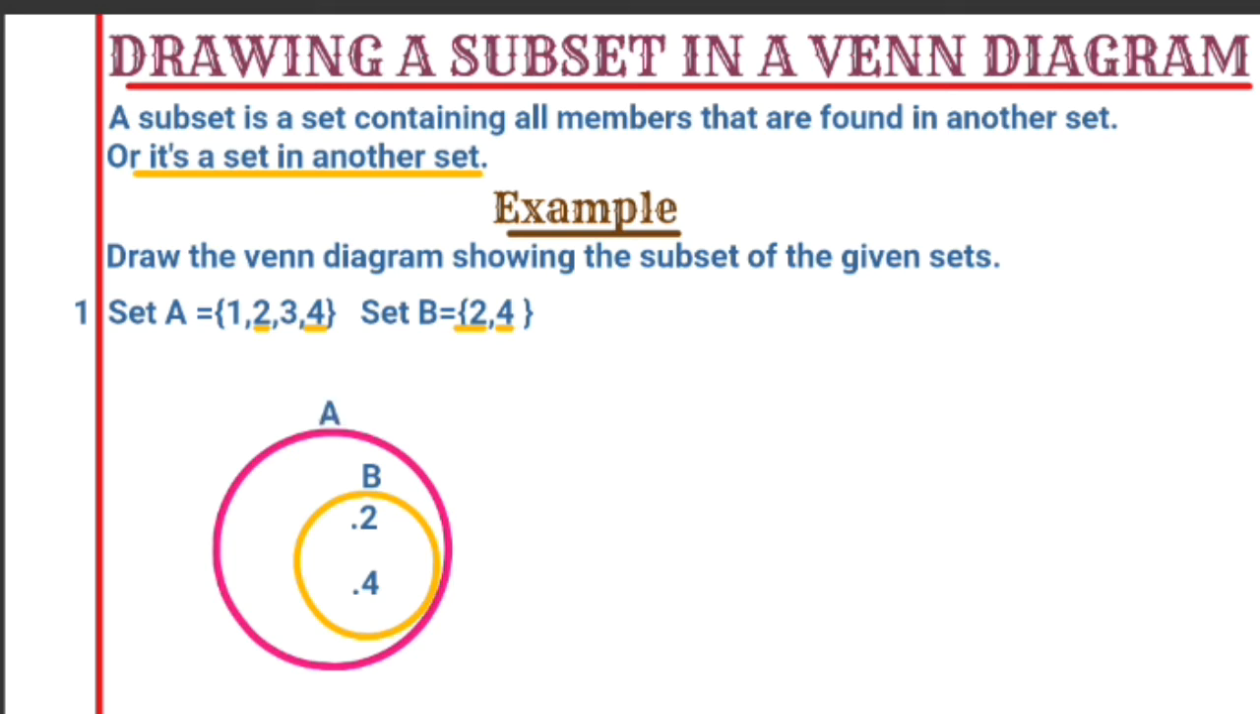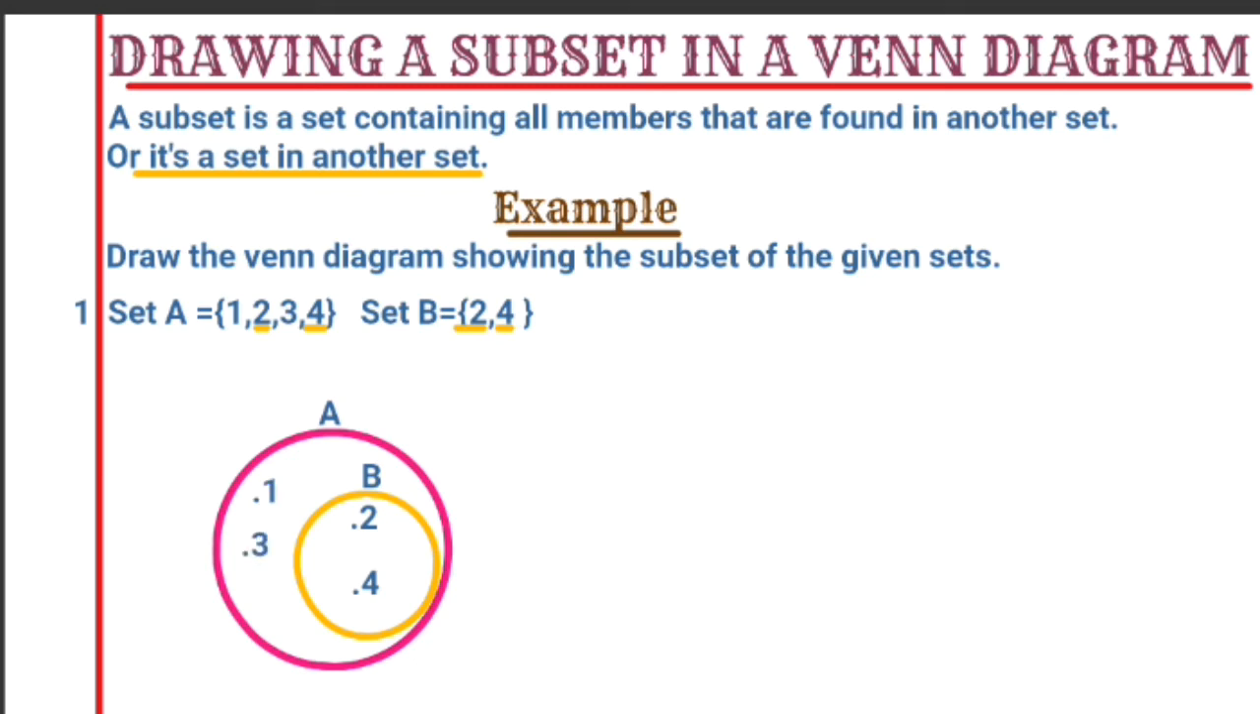Afterwards, outside set B, in the set A circle, we are going to write the numbers that are not underlined in set A. And these numbers are 1 and 3.